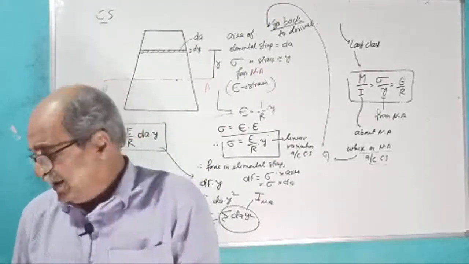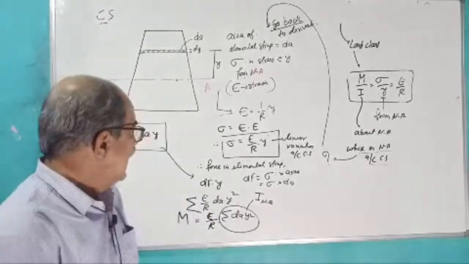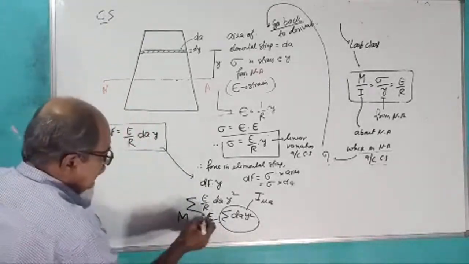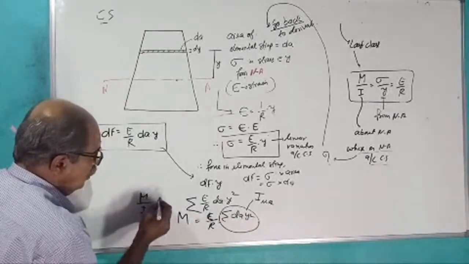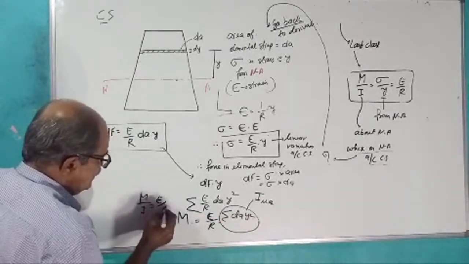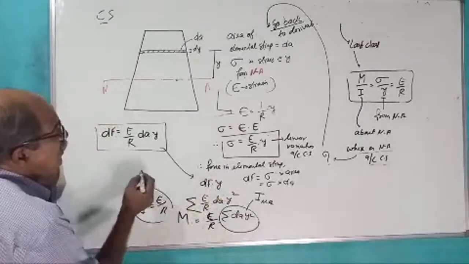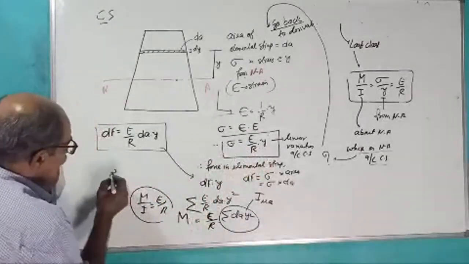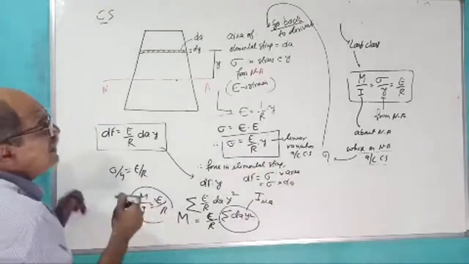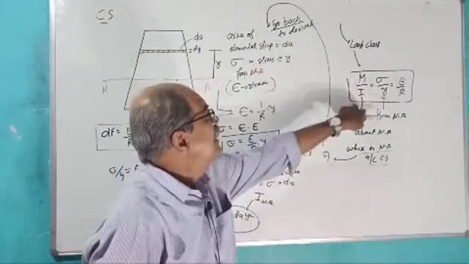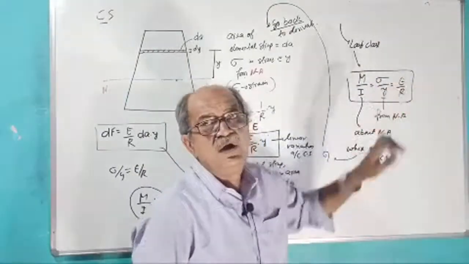Okay, leave it. Now, therefore, you got M by I, see, M by I equal to what? E by R. Earlier we got what? See, sigma by Y equal to E by R. Therefore, equating, we got M by I equal to sigma by Y equal to E by R.